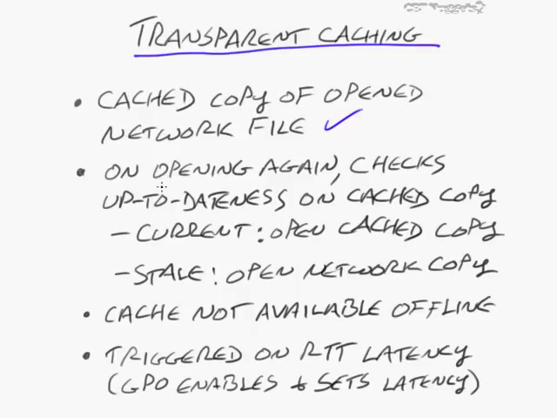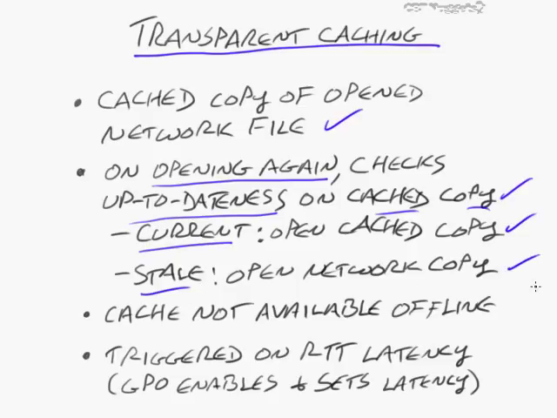When you open the file again, though, like I said before, if you've opened it before, it caches it. When you open it again, it also checks the up-to-dateness of the cached copy. And it will still have a connection to the file server over the network. It's not as if that's down, it's just that it's slow. So it'll check the local cached version against the network version, and if it's a current copy of that file, then it'll just open up the cached version.